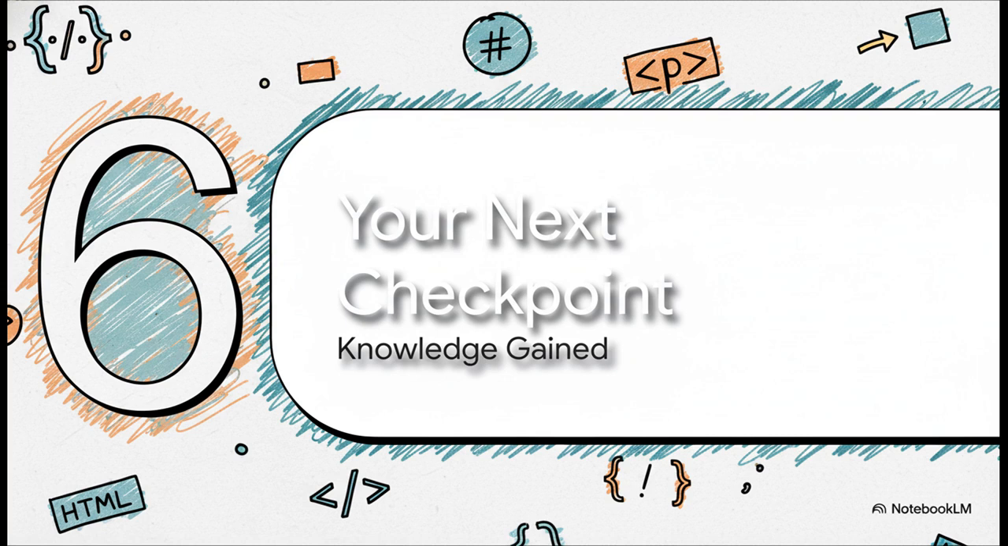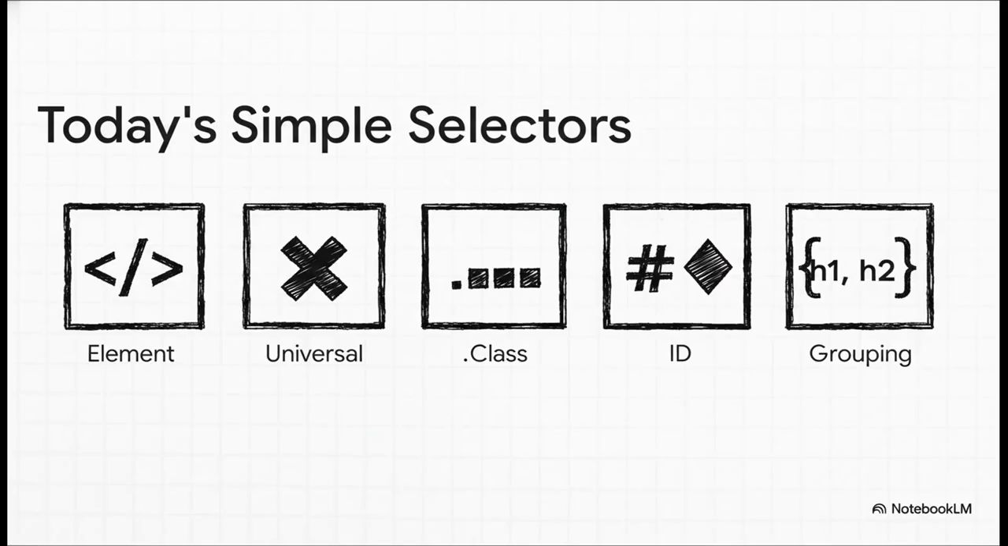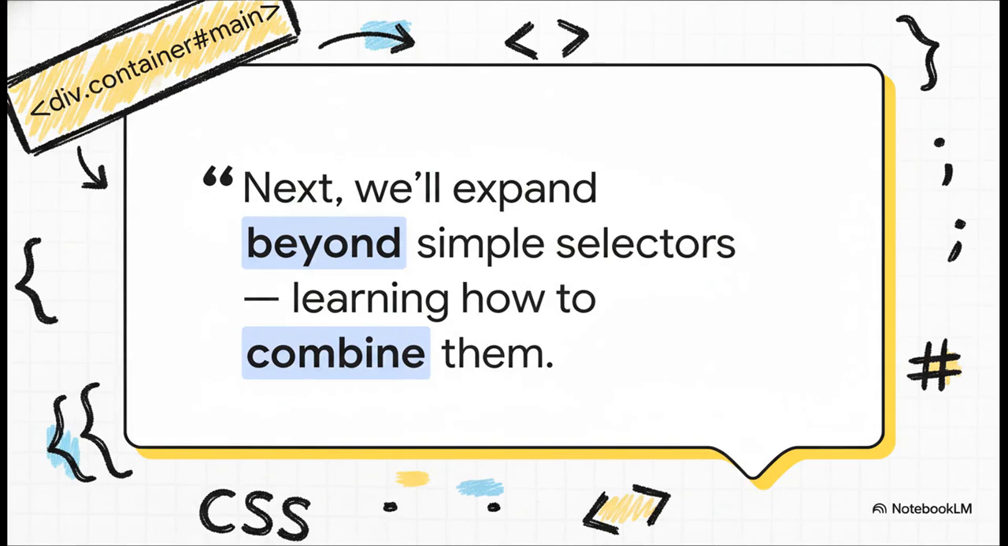Let's take a quick pause and put what we've just learned on our roadmap. This is our next checkpoint. So, you now have 5 fundamental tools in your CSS toolkit. You know how to target by element type, how to use the universal wildcard, how to create reusable classes, how to pinpoint unique IDs, and how to group selectors to keep your code clean and efficient. This is the foundation for everything else in CSS. Definitely think of this as a key checkpoint on your developer journey.